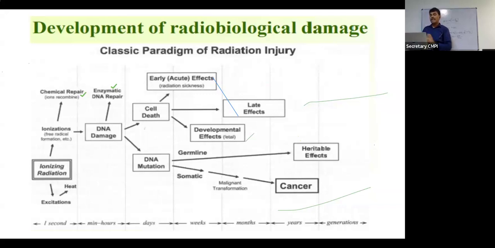Now, if the DNA damage is not going for cell killing, rather it is going to DNA mutation, then it depends where it is getting mutated. If it gets mutated in somatic cells, malignant transformation, cancer induction can happen. If it is going to germinal cells, hereditary effects can happen. So these are the possibilities of interaction of ionizing radiation with the living being, and that is the whole story of radiation biology.